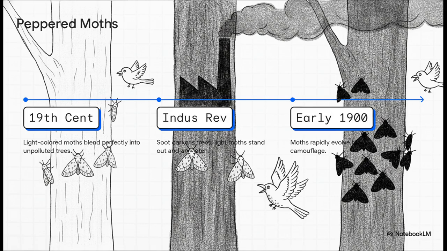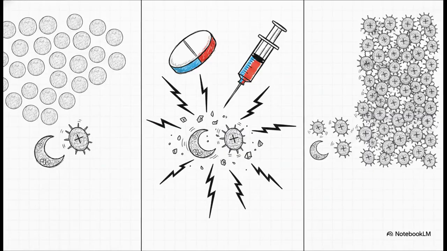Meanwhile, the rare dark-colored variants, which used to be the easy targets, were now perfectly camouflaged. By the early 1900s, the population had rapidly adapted, evolving to be almost completely black. The environment changed, the filter shifted, and survival of the fittest did the rest. And what's wild is that this brilliantly illustrates natural selection happening right now, today, especially in modern medicine.